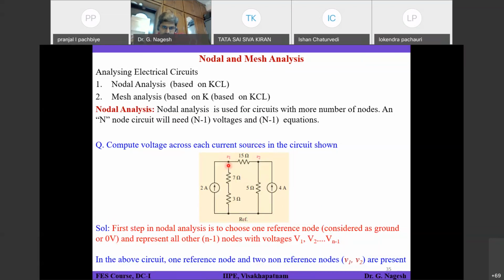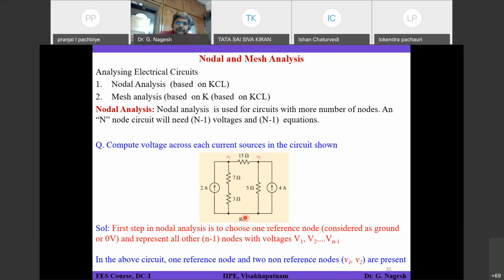The voltage of node 1 is represented as V1. That means node 1 is V1 volts higher compared to your reference node. It is at a potential of V1 with respect to your reference node. Similarly, the voltage of node 2 is V2 volts with respect to your reference node. So V1 and V2 represent the voltages of those nodes with respect to the reference node. Now we will solve this problem and find V1 and V2. Once you know V1 and V2, you can find the current.